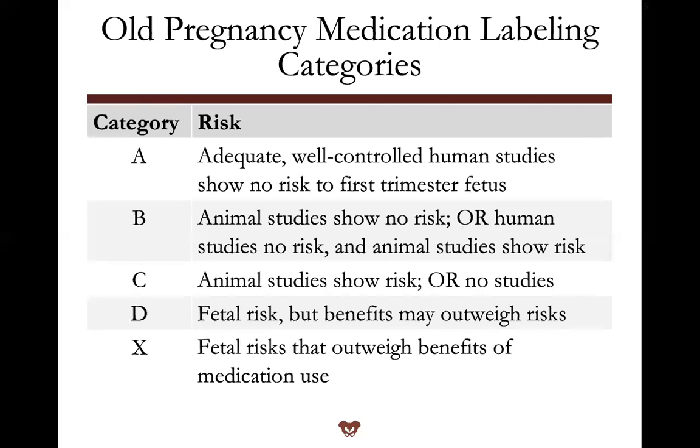C starts to get a little riskier, and so there's going to be some weighing of whether or not the benefits would outweigh the potential risk. D, probably going to steer clear, but again, there may be some rare occasions where the benefits outweigh the risk. And then if a drug is labeled as X, they're typically never going to prescribe that medication because there are definitely some teratogenic effects to the fetus that outweigh the benefits of using that medication.